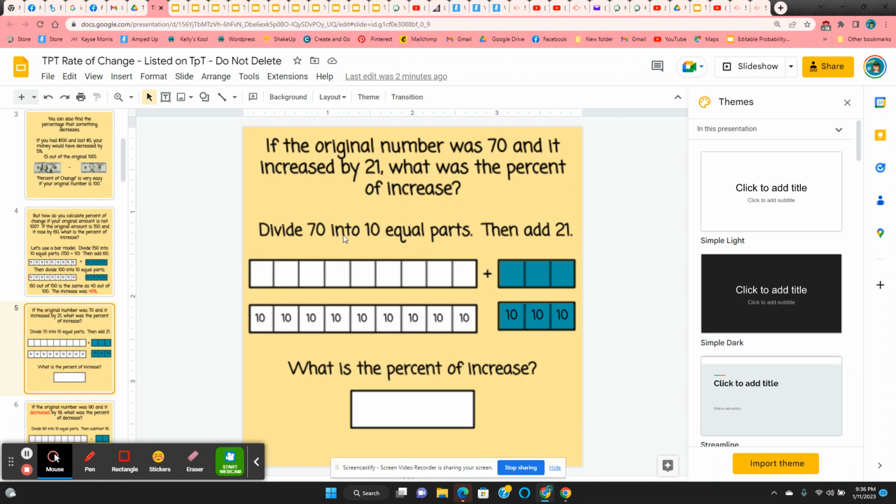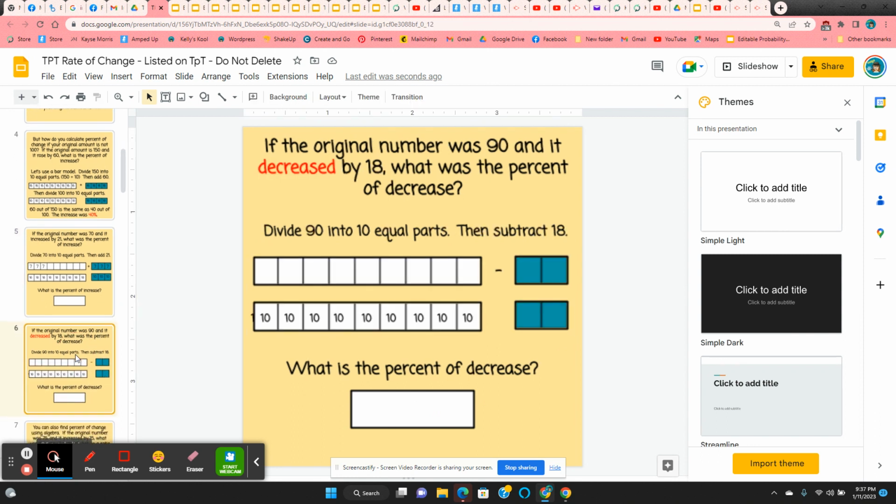Now the students are going to do their own. So if they have the number 70 and it's increased by 21, they're going to take that 70, divide it into 10 equal parts. So in each of these sections, they're just going to type 7. 70 divided by 10, all the way across. And then they're going to add 21, which would be 3 more 7s. And if we compare that to 100, each of these sections again is 10. And if you're adding 3 more boxes, that would be 30%. So a 30% increase.